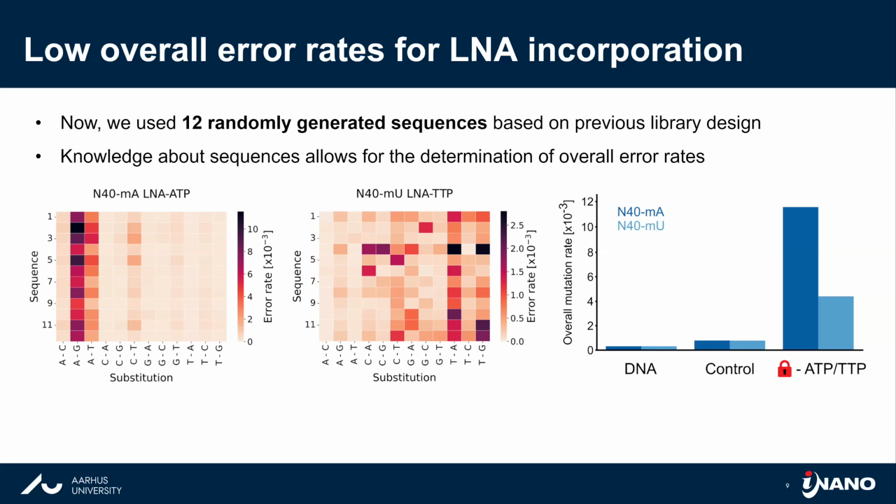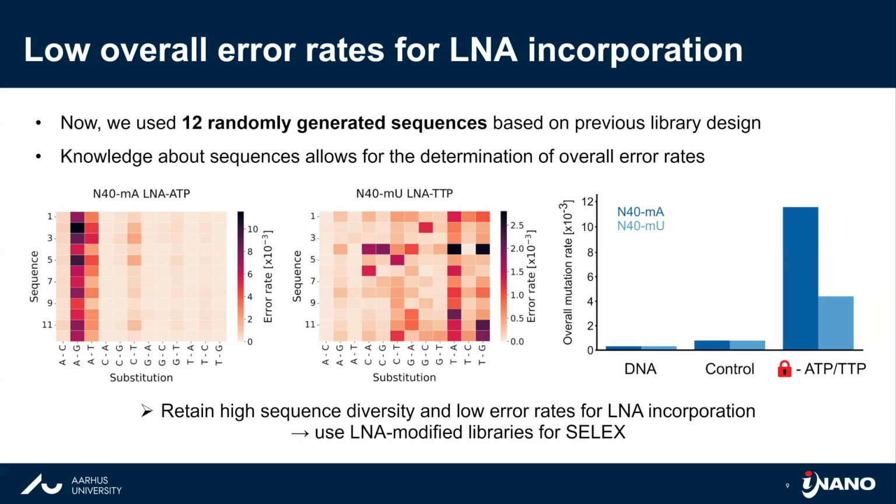And with this information, we were like, nice, why not try now a selection to see if we actually can do multiple cycles of transcription and reverse transcription, and then also actually get an aptamer. So therefore we used the LNA TTP modification because it has the lower error rates, and it has a higher yield during the transcription.